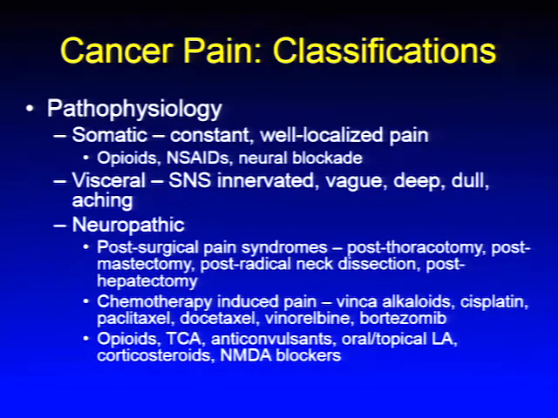Cancer pain may be a cause of somatic pain, which is a constant, well-localized pain. Somatic pathophysiology typically refers to a very well-defined nociceptive type pain. It is responsive to opioids, NSAIDs, and neural blockades. Cancer pain may also be visceral, which can include the sympathetic nervous system innervation. It is typically described as a vague, deep, dull, aching pain.